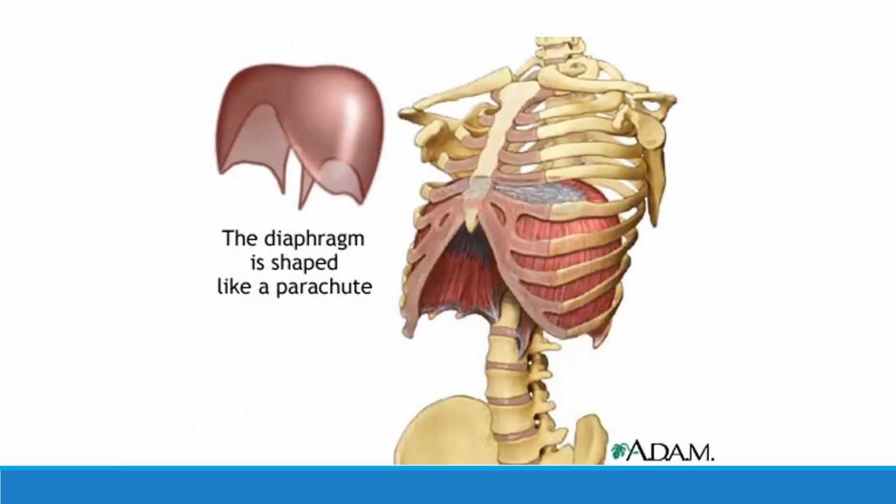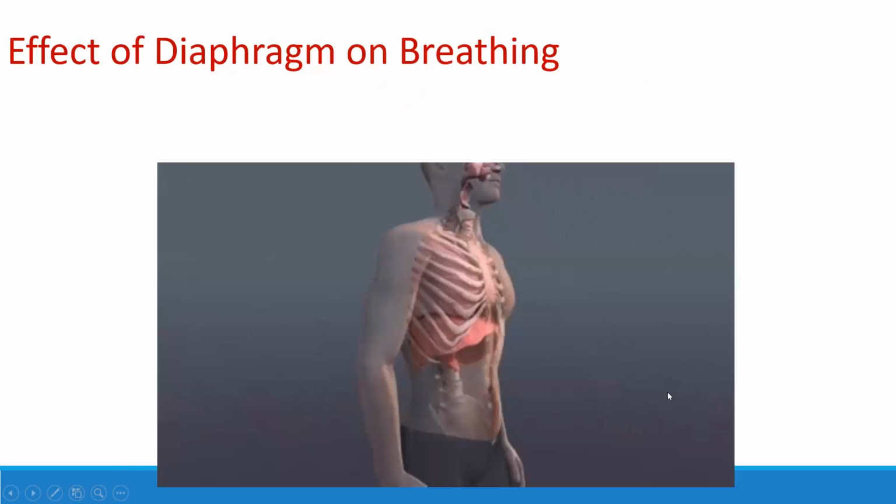Here's our diaphragm, shaped like a parachute. The diaphragm can be found right behind the xiphoid process. It's all around here, and it tucks in there with the rectus abdominis muscles. And you can see if they're flexed, then the diaphragm isn't going to have a lot of effect in contracting.